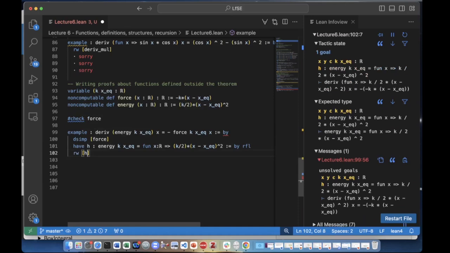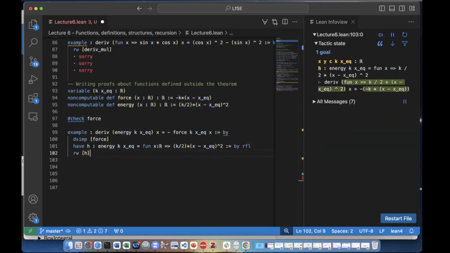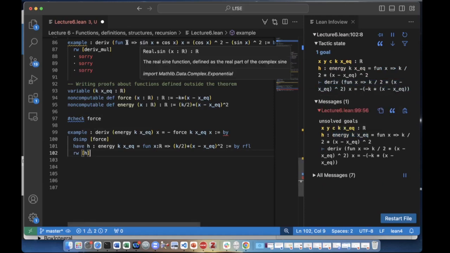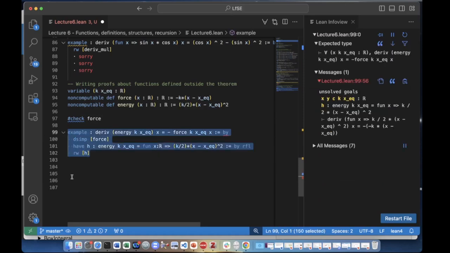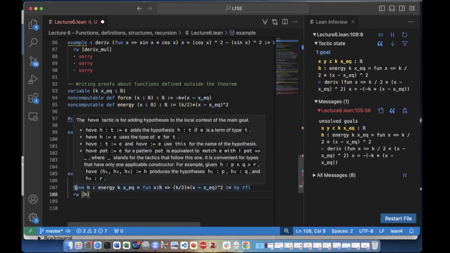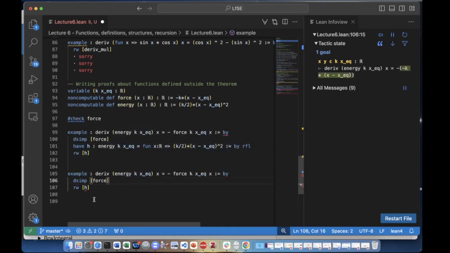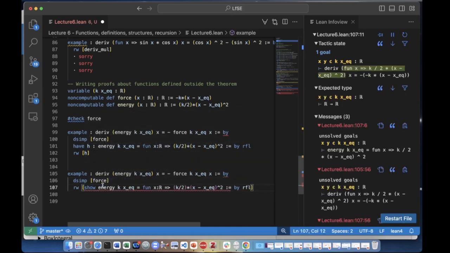Rewrite H. And now I have something that's going to be looking like the examples we were seeing before. So we're making progress here. Here, I'm going to break this out. We could also, if I copied all of this and I put it inside of the rewrite, then I think I could do it with show.